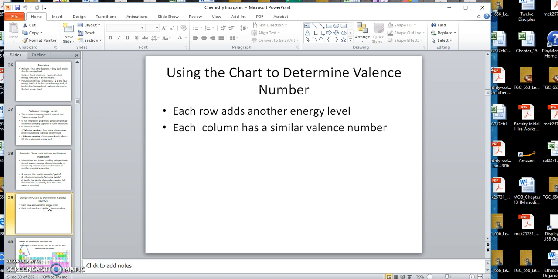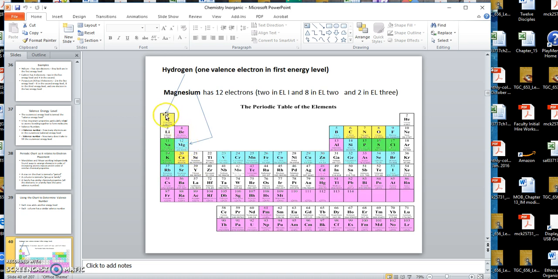Each row adds another energy level. So let's take hydrogen. Hydrogen has 1 electron to itself, so it would be placed in the first energy level. That is the first energy level. Helium has 2 electrons, so it too would be in the first energy level. Li, lithium, has 3: 2 in the first, 1 in the second row. We go further: everything in this column here would have 1 electron in the valence shell.